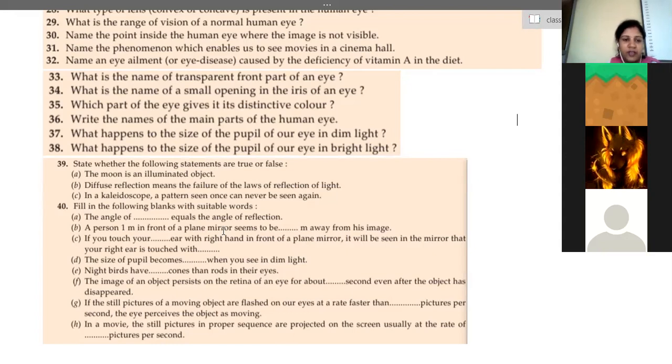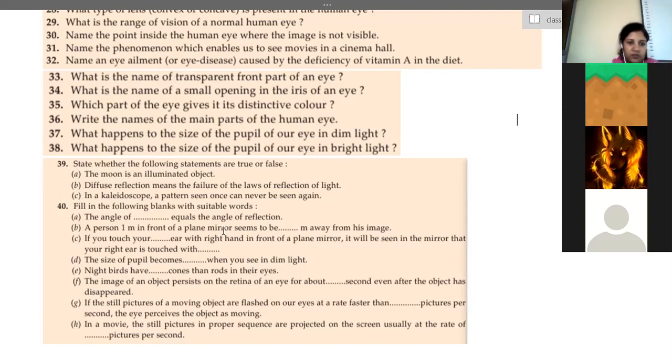If you touch your dash ear with right hand in front of a plane mirror, it will be seen in the mirror that your right ear is touched with dash hand. Ma'am, left ear and left hand. Then it seems that the right ear is touched with the left hand, right? So the first answer is left and the second answer is left. Both are left.